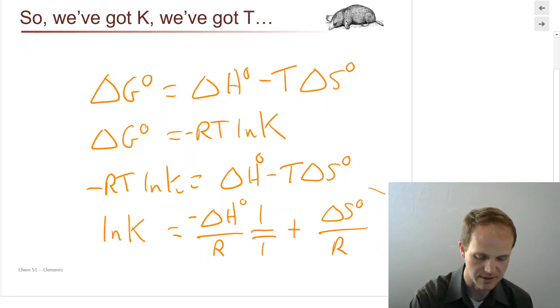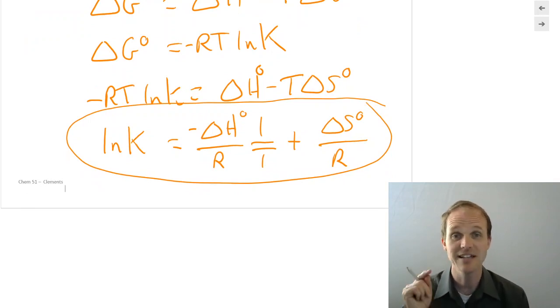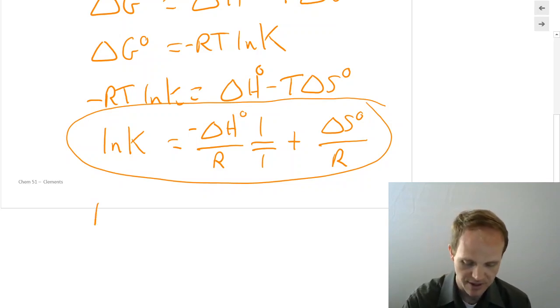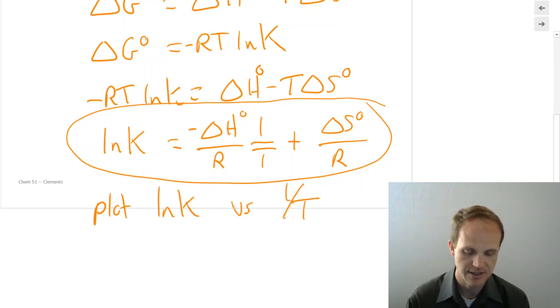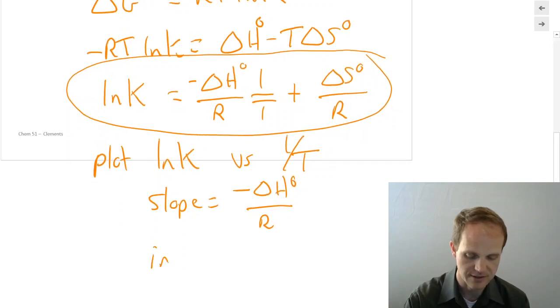Oops, let me make my box not go over my equation there. That is a cool equation. Why? Because guess what? It's another time in life where we get to plot the natural log of K versus 1 over T. Like, haven't we plotted that a few billion times now? We have, but now we're going to get new things out of it. Okay, so plot the natural log of K versus 1 over temperature, and we're going to find the slope of that is equal to minus delta H over R, and we're going to find the intercept is equal to delta S naught over R.